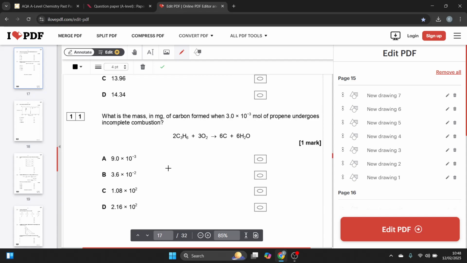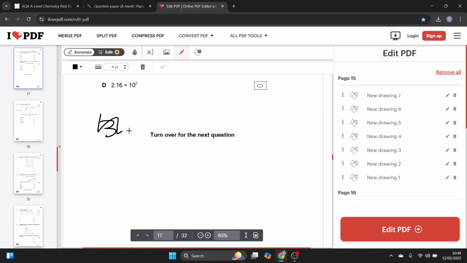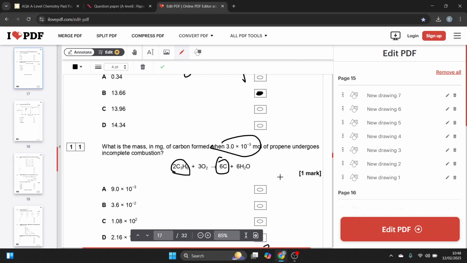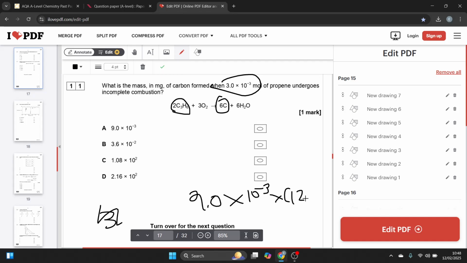What is the mass in milligrams formed when this much propene undergoes incomplete combustion? What's propene in this equation? That's propene. I want to find the mass of carbon formed. So I can see it's a 2 to 3 mole ratio, so I'm going to times that by 3 firstly. So 3.0 times 10 to the power minus 3 times by 3, I get 9.0 times 10 to the power minus 3. I want to find out the mass. Moles is mass over Mr. Mass is the moles times the Mr of carbon, which is 12. What does that give me?